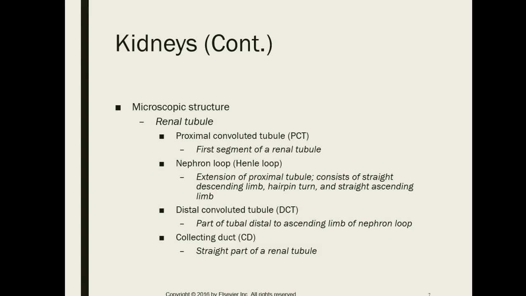The nephron loop is an extension of that. It's going to be made up of a straight descending limb, a hairpin turn, and then a straight ascending limb. And that will take us to the distal convoluted tubule, and then to the collecting duct.